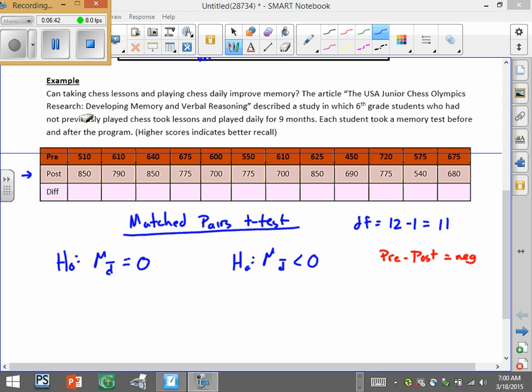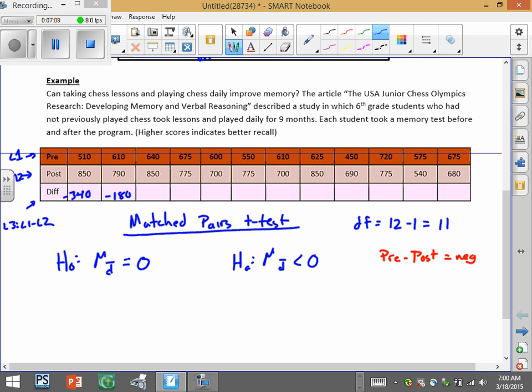So right now what I've gone ahead and done is I've put the pretest into list 1 and the post-test into list 2. And now in list 3, if you go up to the top of list 3 and type in L1 minus L2, you'll get the following scores. So you end up with negative 340, negative 180. So it looks like the first two students both had improved scores.